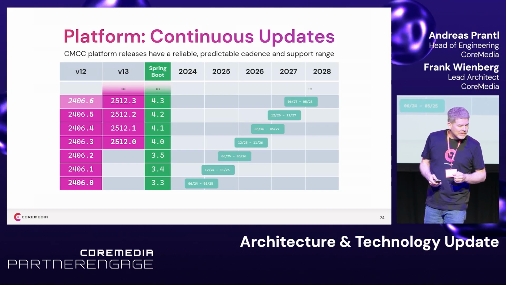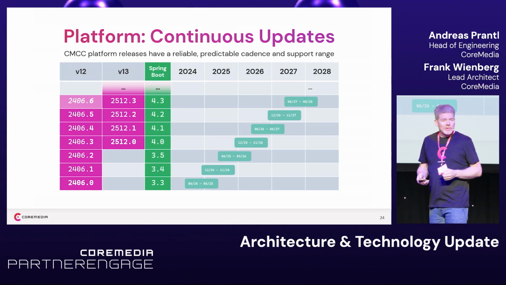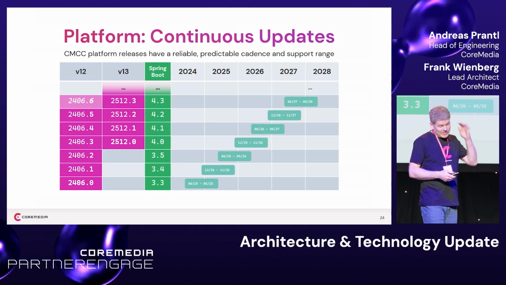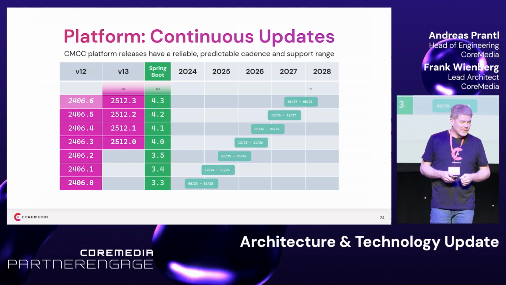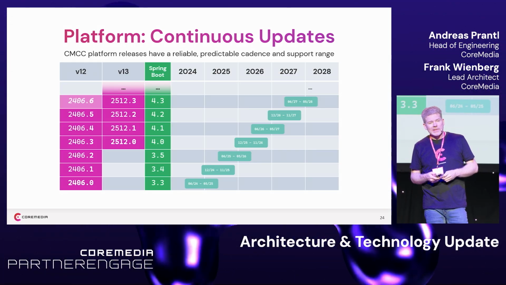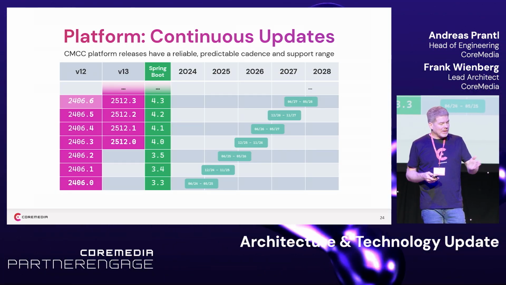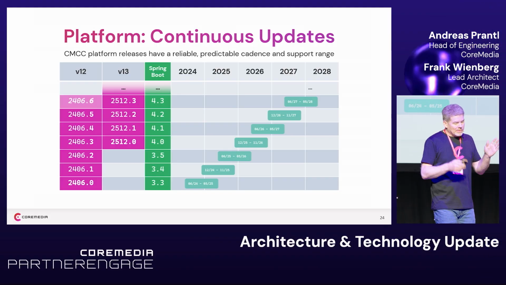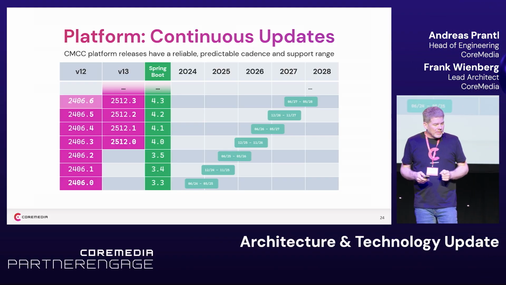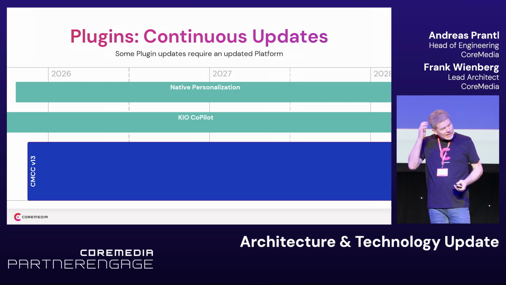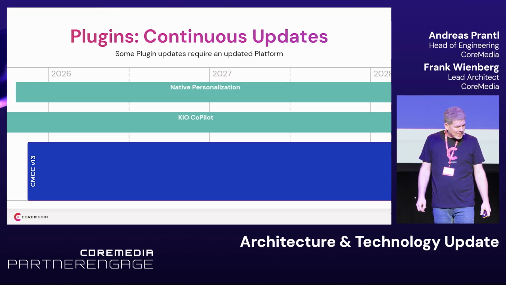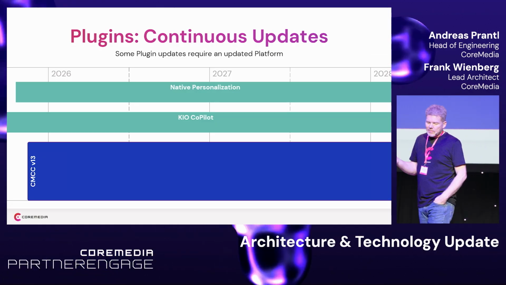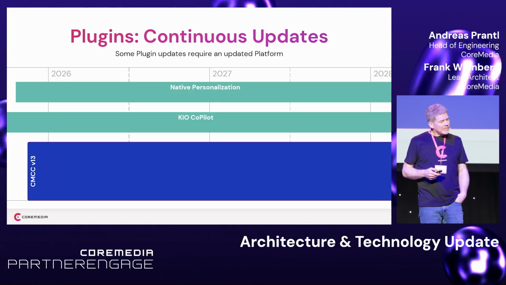You probably know this chart, this table from our documentation site: when does which version of the long-term service release of the platform come out, how long is it supported, and which Spring Boot version does it contain? So this is all very predictable. But let me show you on a timeline how the interplay of the platform and the plugins works.